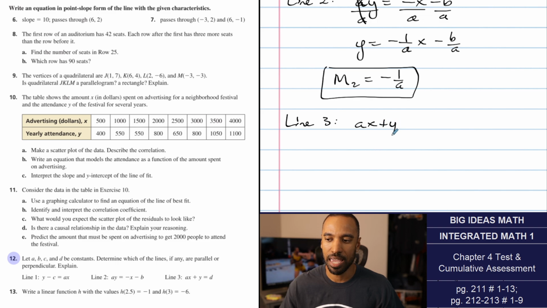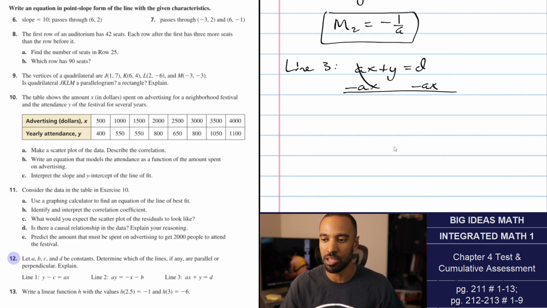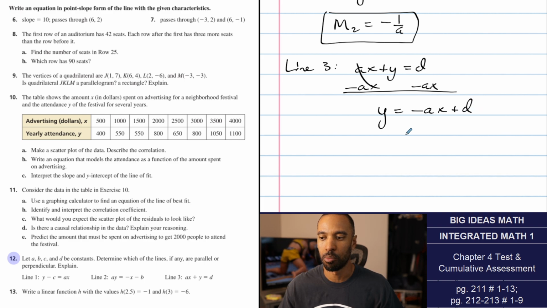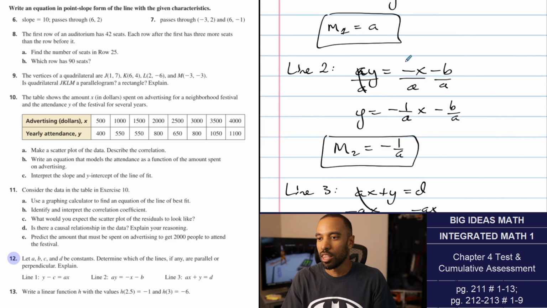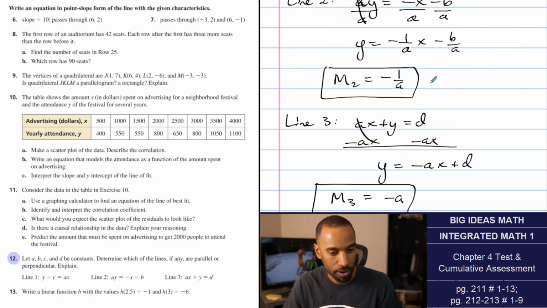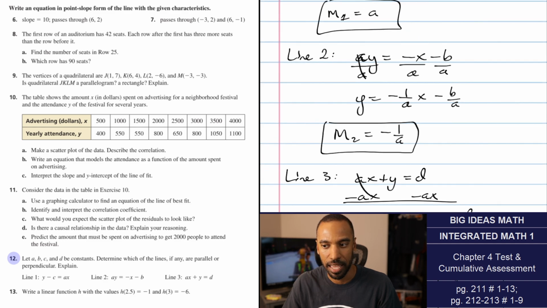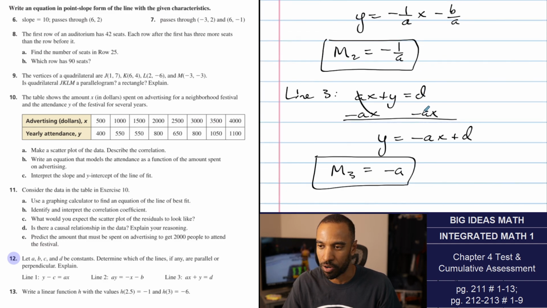Line 3, ax plus y equals d. None of these were in slope-intercept form, but let's subtract ax over here. And remember, that would be your term with the slope on it. So let's write it first, mx plus b. Boom, like that. The slope of line 3 is negative a. So how do these compare? None of them are the same, so none of them are parallel. A and negative a are different, things like that. Negative a, negative 1 are different.